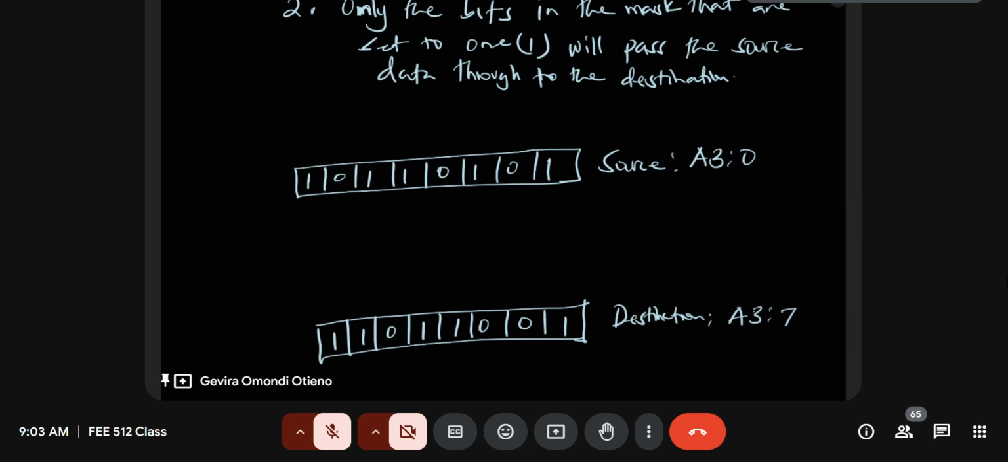But now we have a mask. I'll draw the mask. One condition is that the length of the mask must be of the same bit size as the source and the destination. You can't do this masked move if the lengths of each of these registers are different. They must be the same. If one is 8 bits, the others must also be 8 bits. If they're 16 bits, all of them must be 16 bits. Otherwise, you will not achieve the desired instruction as expected.